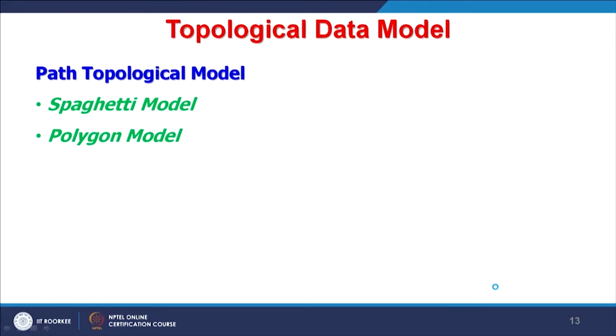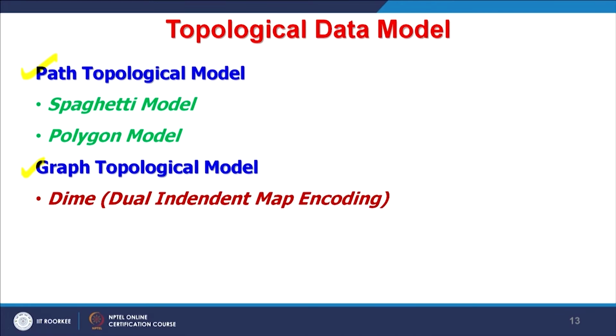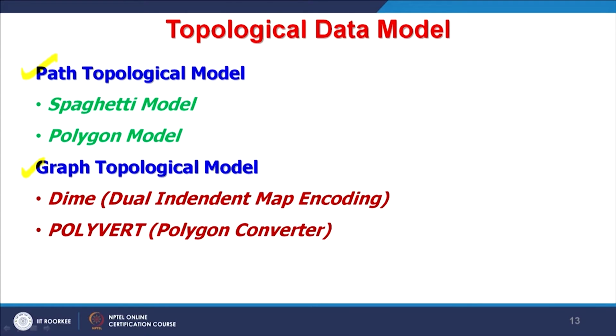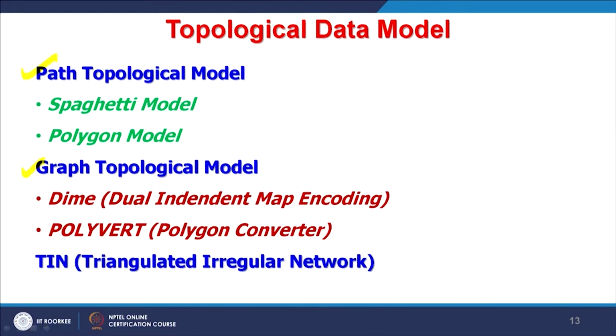Now, within the topological model, there are different types, like the path topological model, and this spaghetti model will be considered under this path topological model. Polygon model also. Then there is the graph topological model, so the path topological model, and another type is the graph topological model. There is dual independent map encoding, and then there is another graph topological model which is the polygon converter, and also one different type of topological model which is TIN, triangulated irregular network. TIN is a different type of data representation model also, like vector, raster. So, there is a TIN.